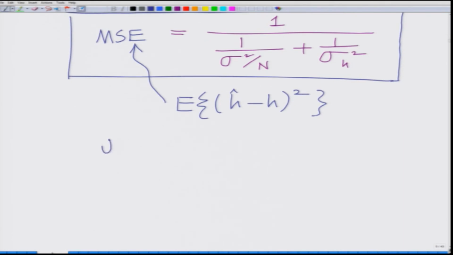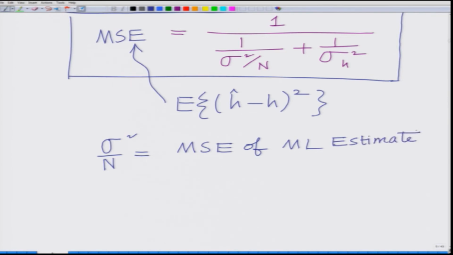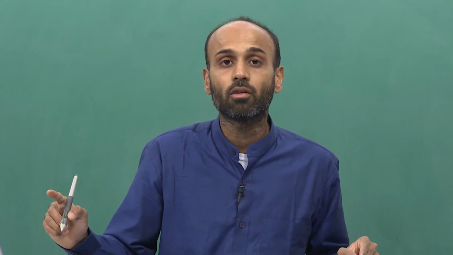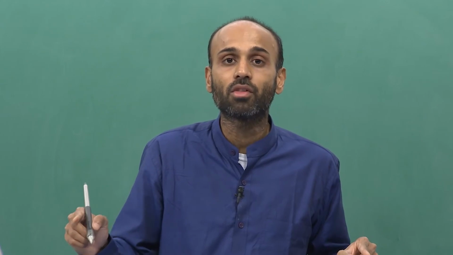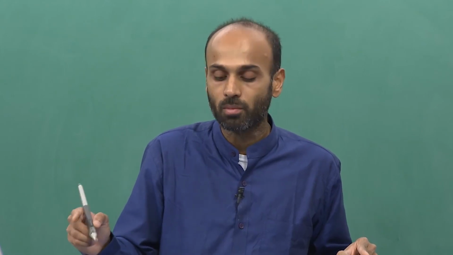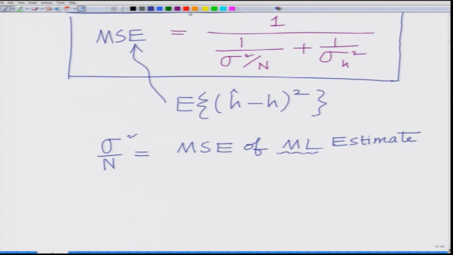Look at this again, look at this quantity. You can recall that this quantity sigma square divided by n is the mean squared error of the ML estimate, correct. We have seen that already during the estimation in the wireless sensor network, that sigma square over n, if there are n measurements and sigma square is the variance of the additive white Gaussian noise, then sigma square over n is the MSE of the ML estimate, where ML stands for the maximum likelihood.